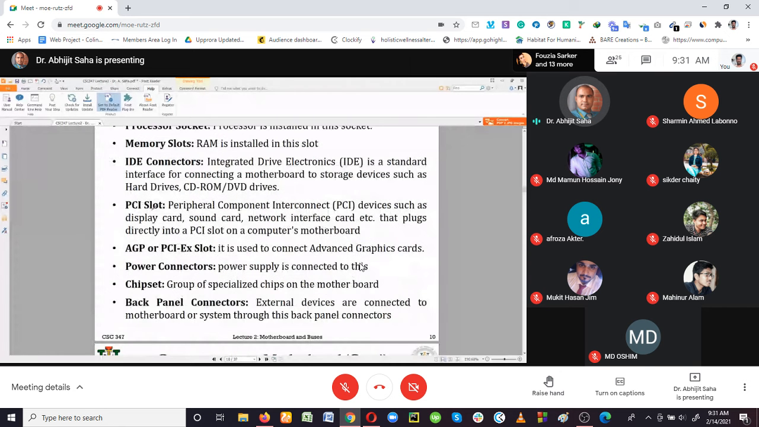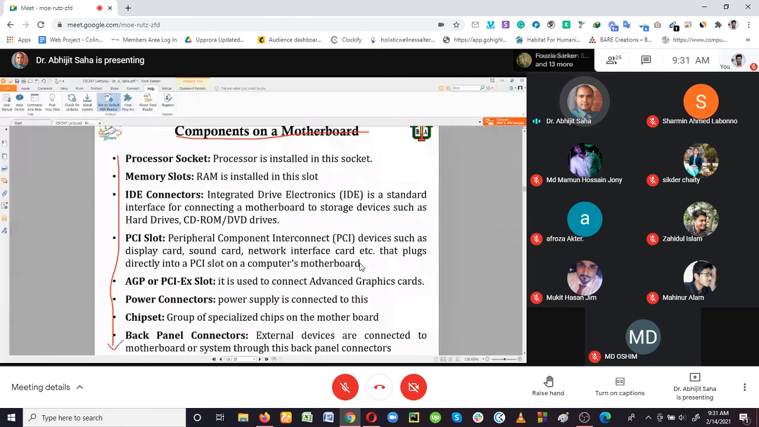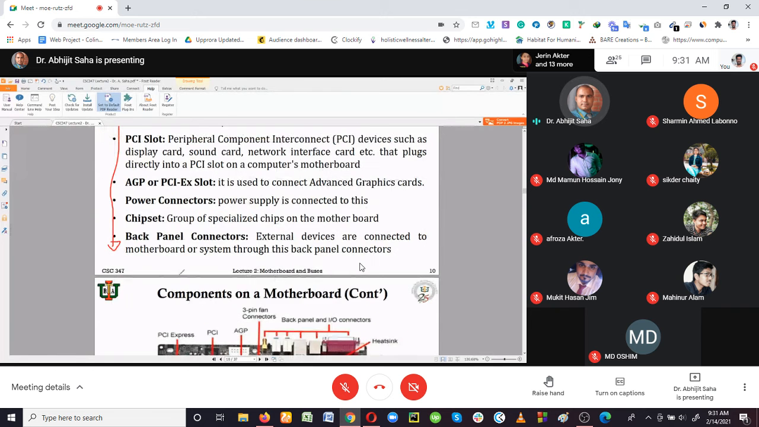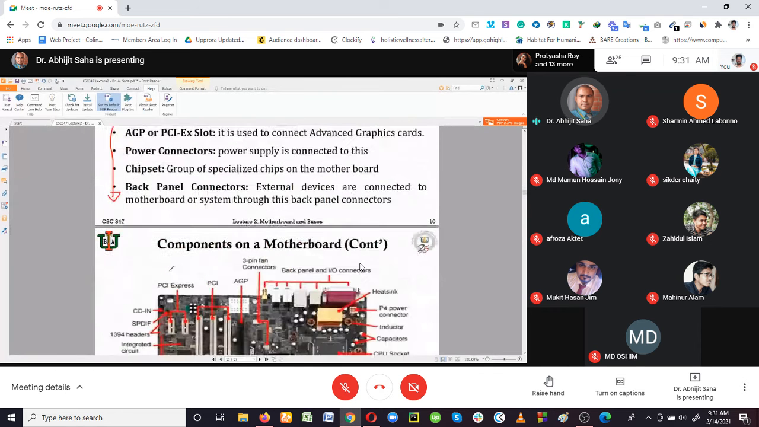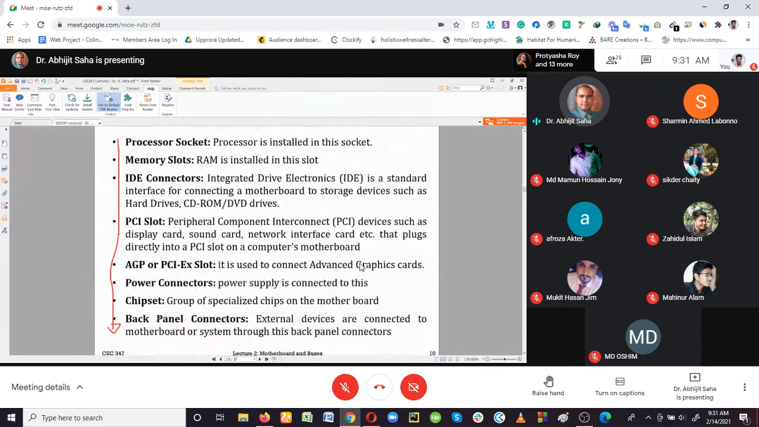Then the components on the motherboard. There are so many components on a motherboard, but these are the components list that we have gone through in this lecture. You should know what they are, the reason they are there, and their functionality. To study the details, we have gone through them one by one.